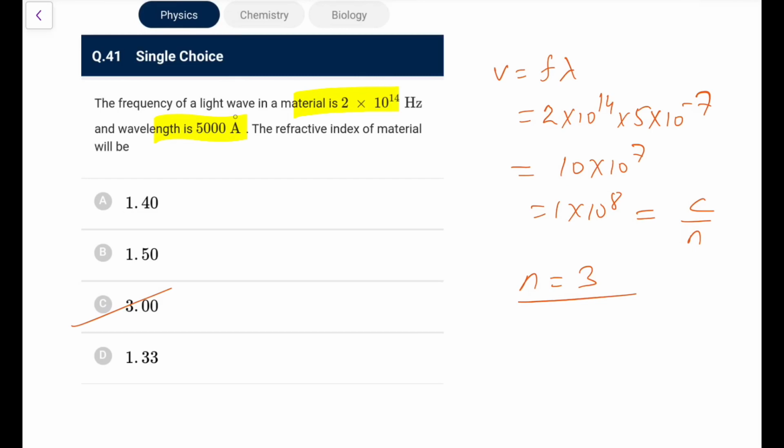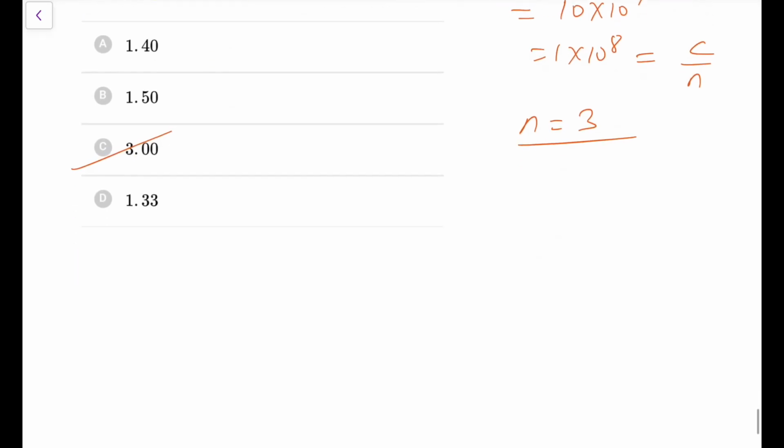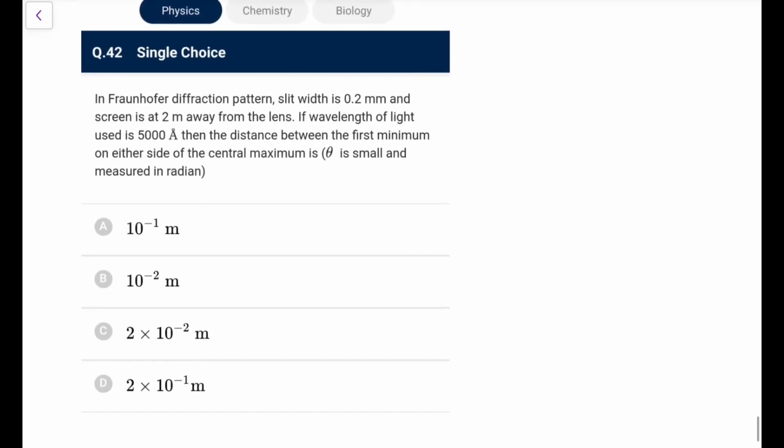So go for option C, simply, refractive index is C by V. Next, in a Fraunhofer diffraction, the slit width is 0.2, screen is 2 meter away, wavelength of light is this, then the distance between the first minimum on either side of the central maximum is. So where is the first minimum on one side?